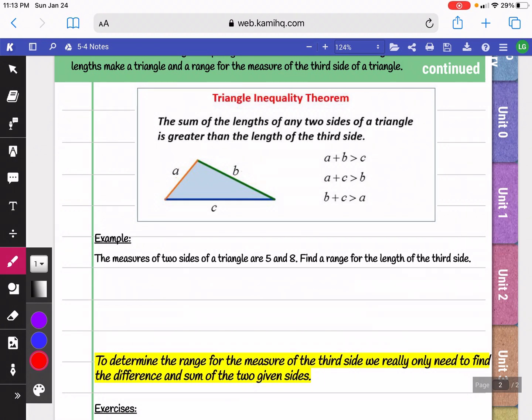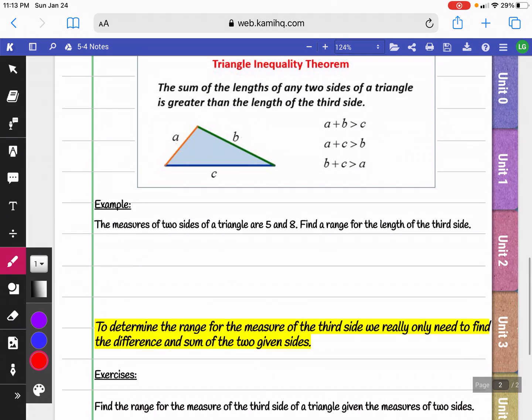In this video, we're continuing with the topic of the Triangle Inequality Theorem, but this video is going to focus on determining ranges for the third side of a triangle. So here, in our first example, we're using our theorem. It says the measure of two sides of a triangle are 5 and 8. Find a range for the length of the third side. So we're trying to figure out the numbers that the third side could fall in between.